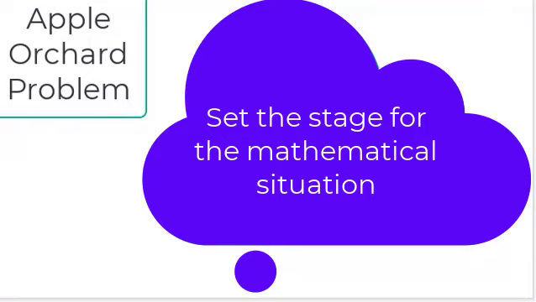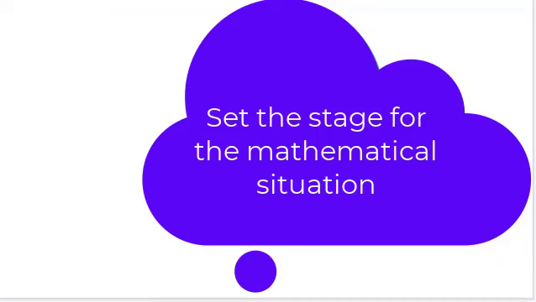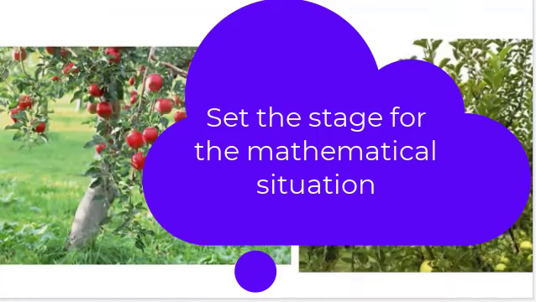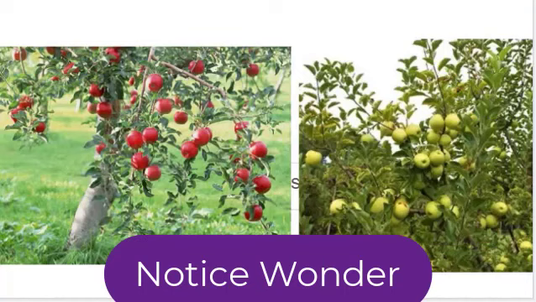So my friend recently took her son to Skytop Apple Orchard. And they had lots of different apples there. Let me show you some of the apple trees that they had. So what do you notice about this picture? There are red and green apples.